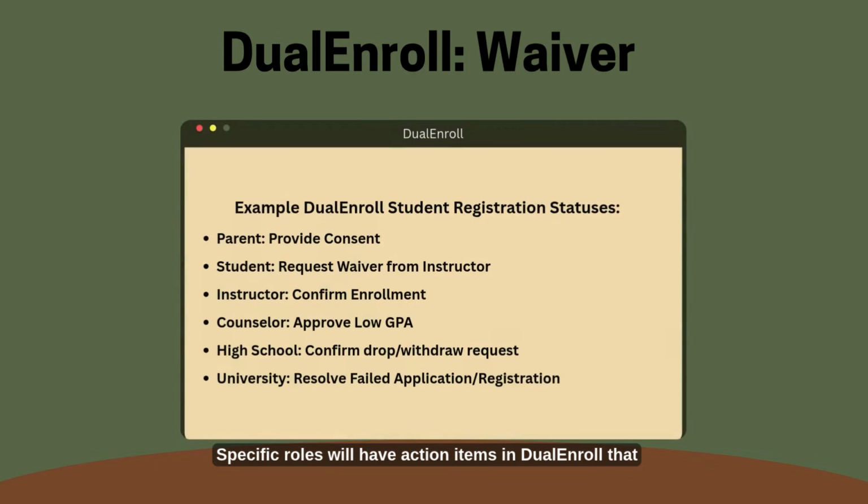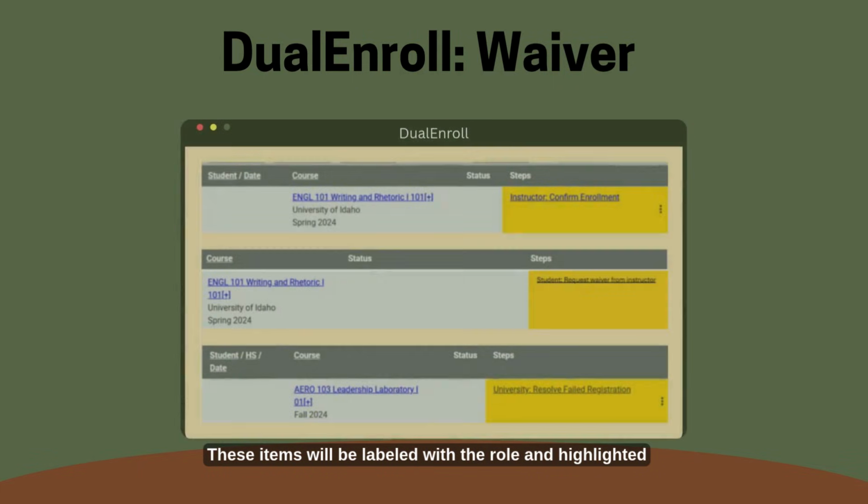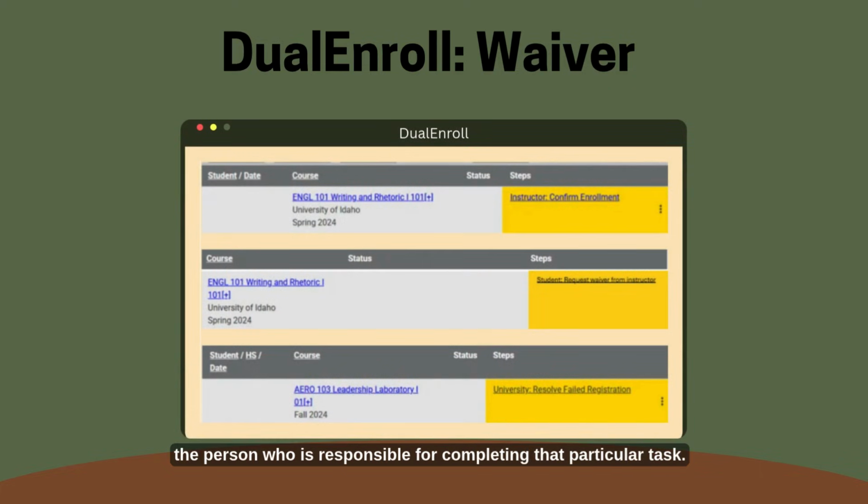Specific roles will have action items in DualEnroll that they must complete to allow the student's request to continue through the workflow. These items will be labeled with the role and highlighted on the dashboard of the person who is responsible for completing that particular task.